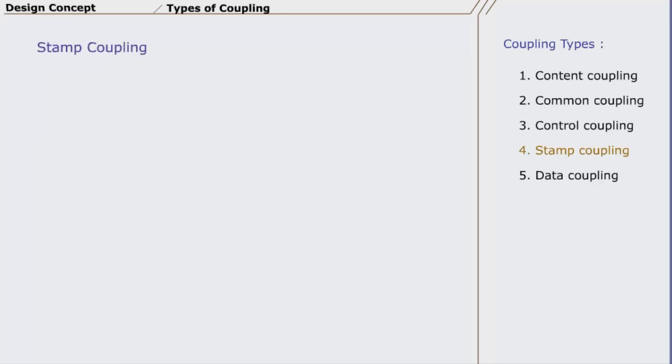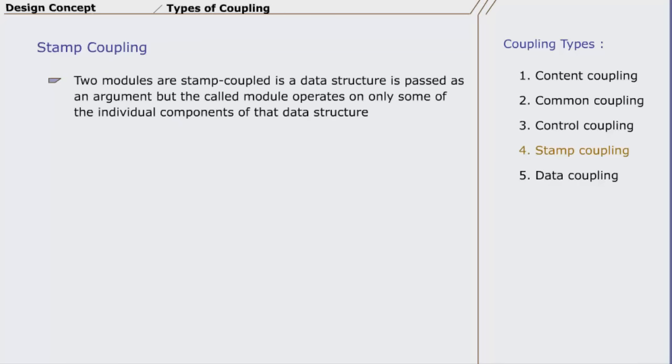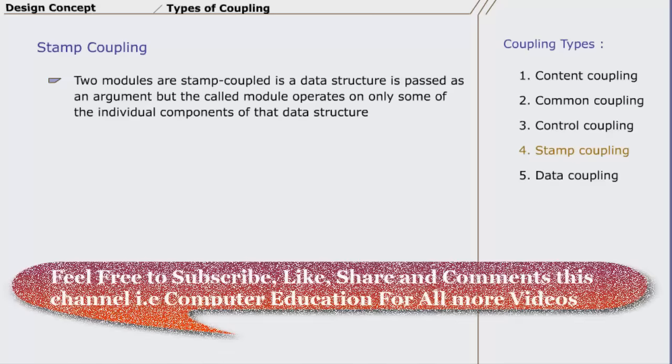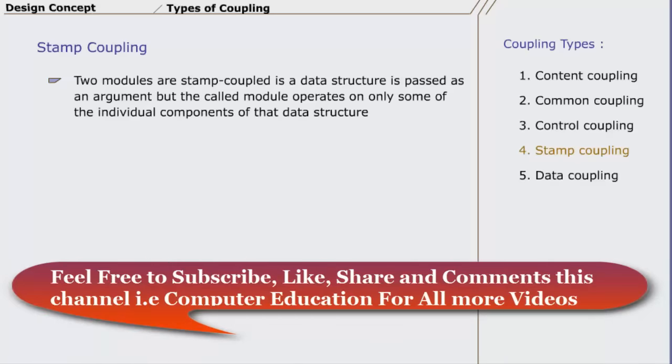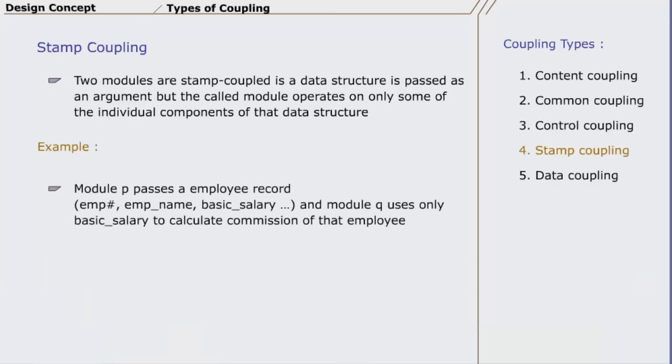Number 4. Stamp coupling. Two modules are stamp coupled if a data structure is passed as an argument, but the called module operates on only some of the individual components of that data structure. For example, module P passes an employee record, employee number, employee name, basic salary, and module Q uses only basic salary to calculate commission of that employee.